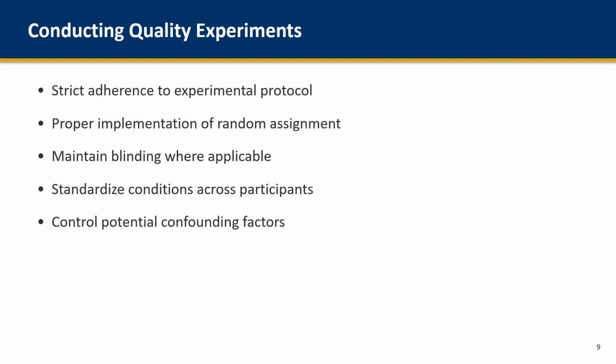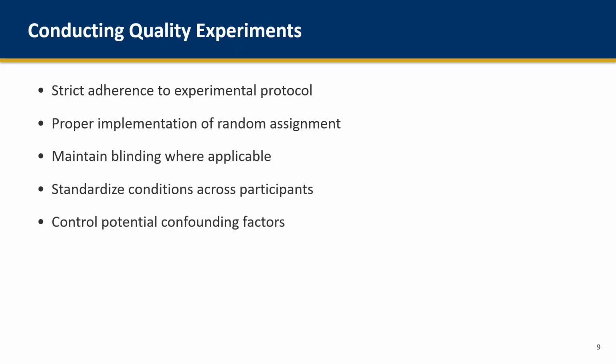Implement random assignment properly. If you're randomizing participants to conditions, use actual randomization procedures, random number generators, or assignment software, not informal allocation. Block randomization ensures balanced group sizes. Check that randomization produced comparable groups and report baseline characteristics.